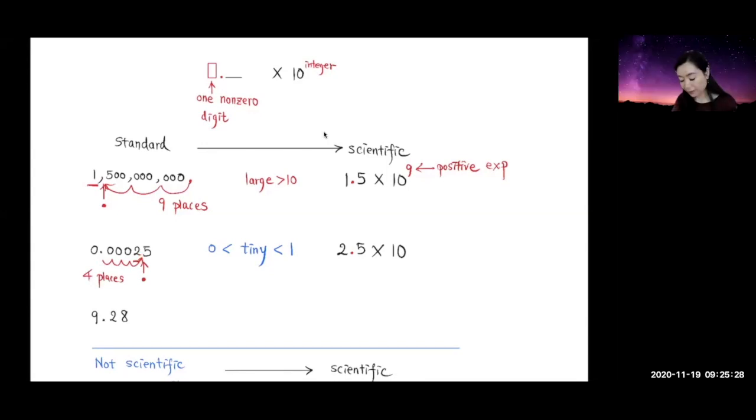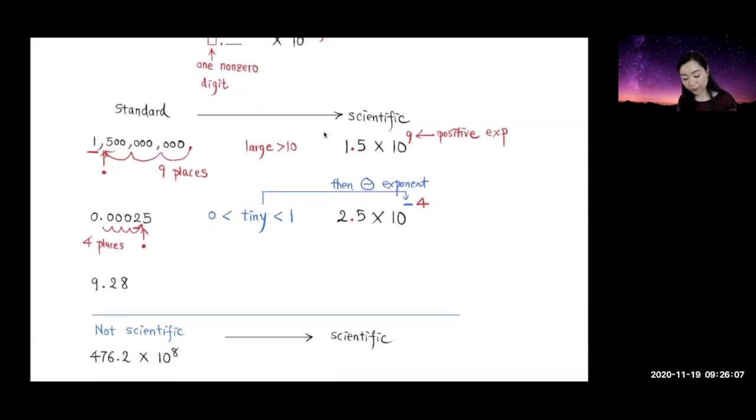However, it is a small, tiny number, so it is a negative. So -4. If it's a tiny number over here, then you have this negative exponent, right here. So it's -4.